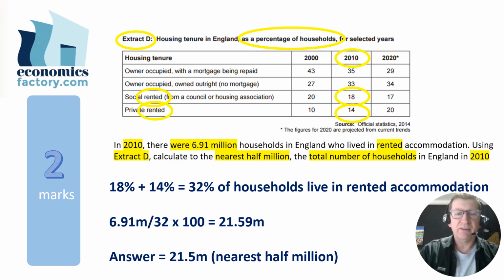Now, I'm quite tempted to leave the answer there at 21.59 million, but of course we've highlighted in the question that we've got to round to the nearest 500,000. So my final answer is going to be 21.5 million. Now, a couple of things to point out. If you don't round to the nearest 500,000, you're going to get 1 mark out of 2. If you don't say millions, if you just said 21.5, you're going to get 1 mark out of 2. And of course, that could be really costly when it comes to a final grading.